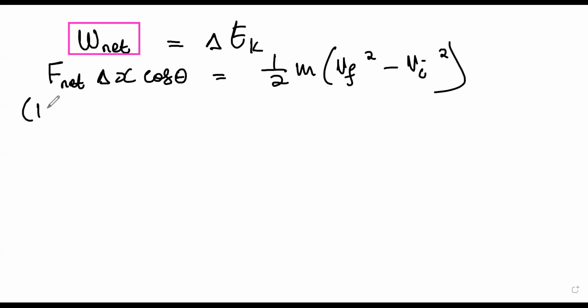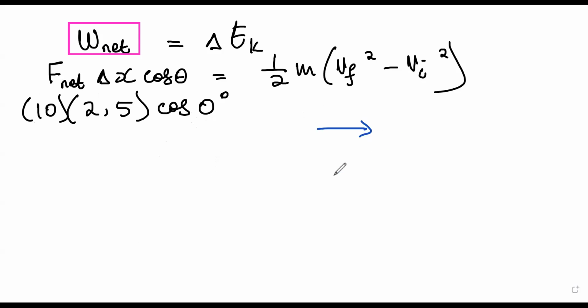Then we say, what is the magnitude of the net force? Well, it's 10 newtons. What is the displacement? It's 2.5 meters. What is theta? It's 0 degrees. Why? Because the net force, which is the applied force, is in the same direction as the displacement. So if two vectors are in the same direction, the angle between them is just going to be 0 degrees. All right? Now we come and say, but the mass of this trolley is 3 kg.